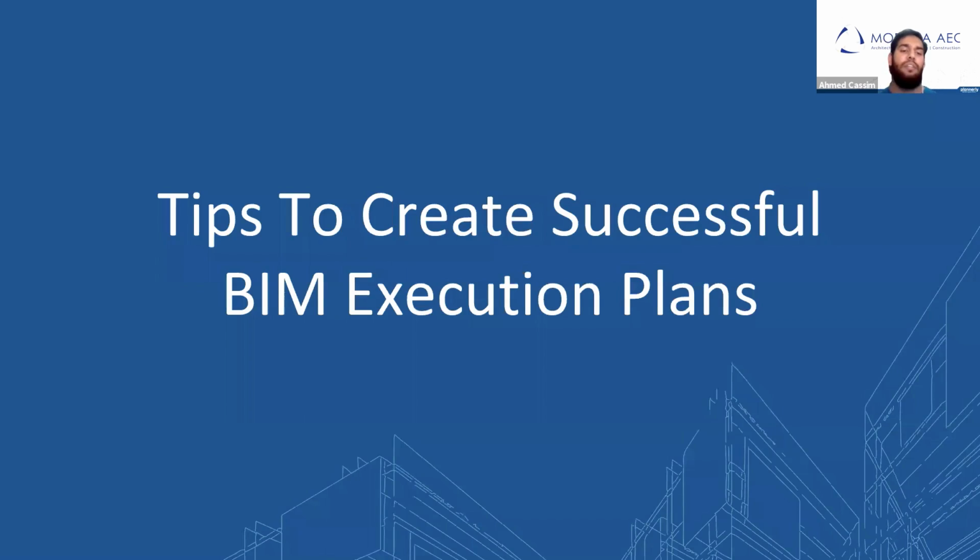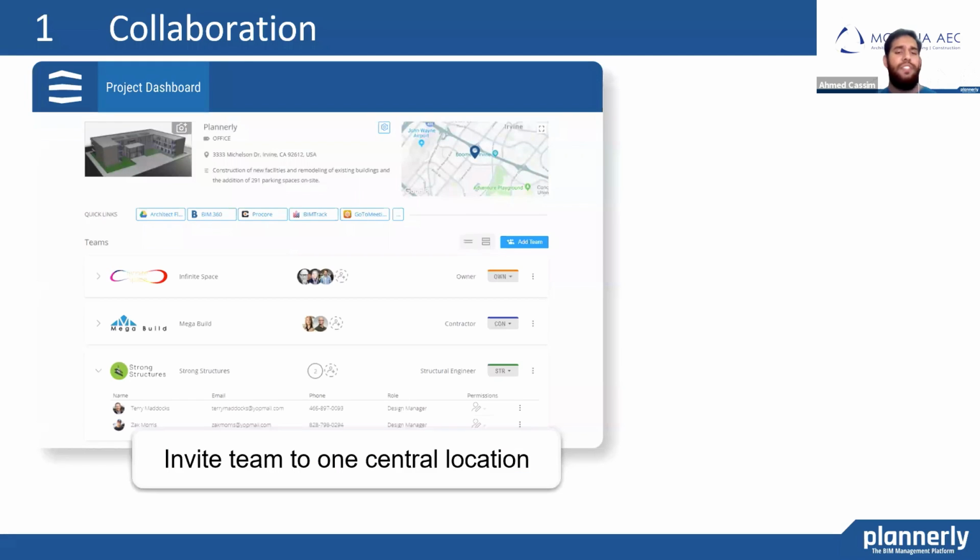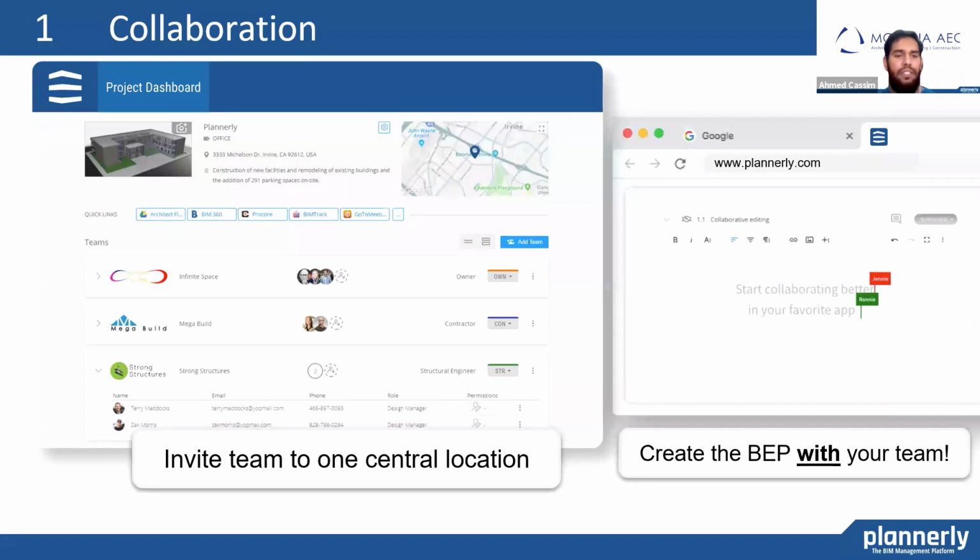Let's talk about some tips to creating a successful BIM execution plan. We see lots of success when teams build their BEPs together using a collaborative approach. Make sure that you add all team members early so that their opinion is included. Have a central location for all of your team to access an online web-based BEP. Instead of it being one person, let's build the BEP together. Make sure to use built-in templates to standardize processes.